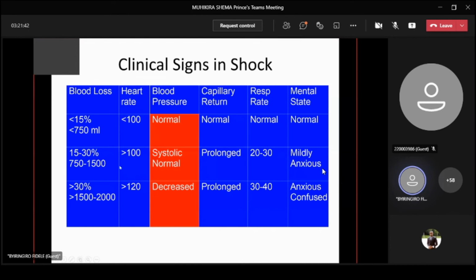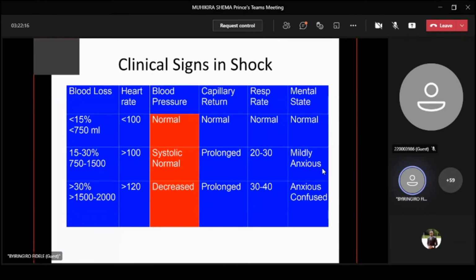But once you have lost more than 30%, it's around 1.5 liters. 1.5 liters, the heart rate has increased, the blood pressure is decreased, there is a prolonged capillary return, there is the respiratory rate which is high, and there is a change in mental status. So this is very important to know when you are examining a trauma patient. Always estimate the blood loss, because the blood loss can tell you the category or severity of the shock.